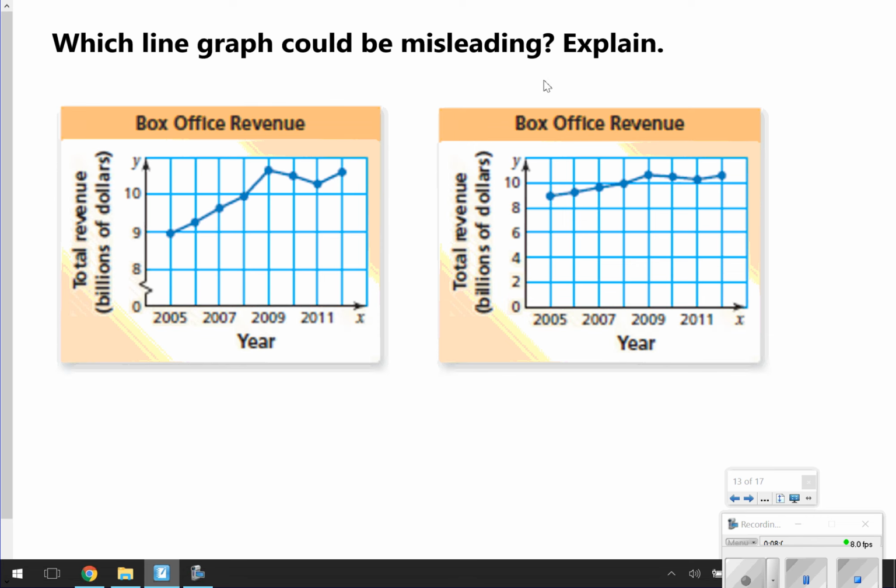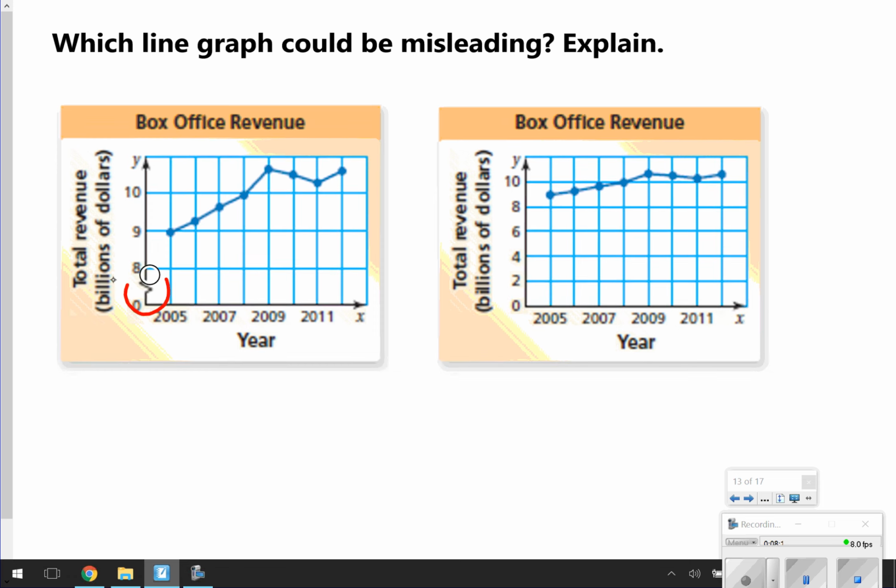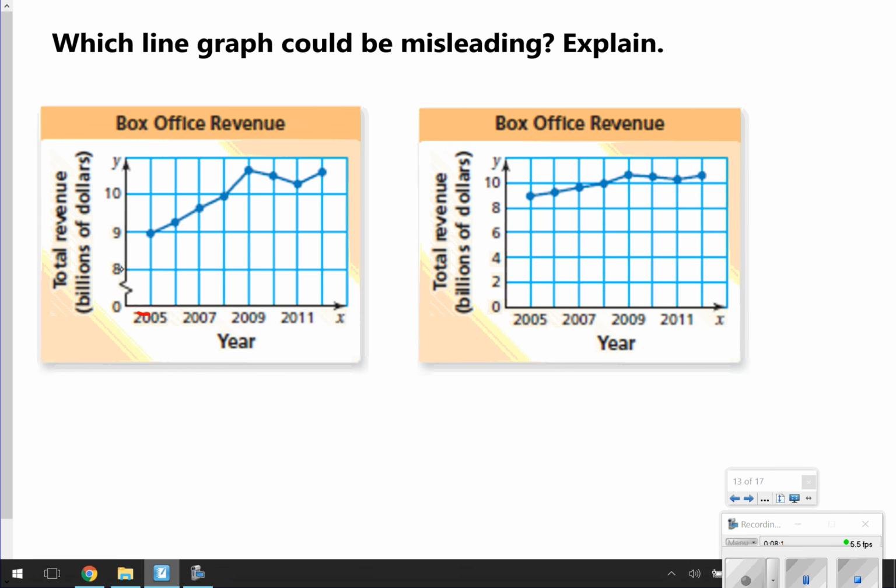These two graphs are misleading because, number one, this first graph has a break in the graph, and when you're talking about normal graphs, they have to go up by even intervals. You can't just jump and go 0 and then 8, 9, 10. It has to go up by 1s, 2s, 3s, 4s, 5s, whatever you choose. So this one will be misleading because of the break in the graph. This box office graph is misleading because all the values are right here kind of close together, so it's harder to tell what exactly is the value for each of those years.